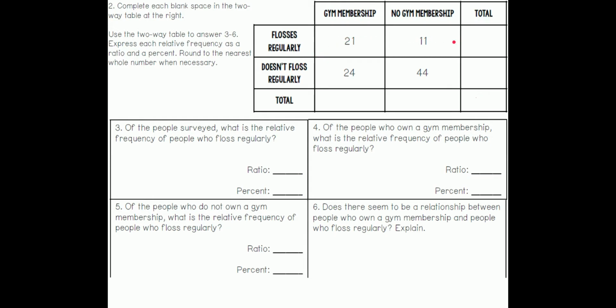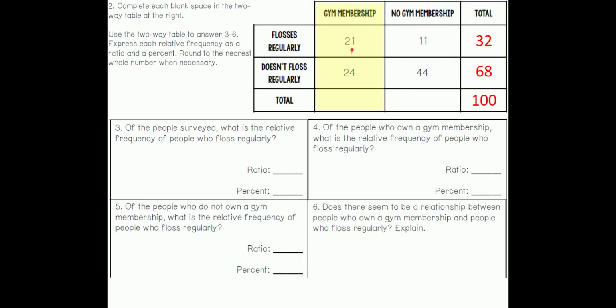So let's find out the total number of people who floss regularly. 21 have gym memberships, 11 don't have gym memberships, but the total number of people who floss regularly is 21 plus 11, which is 32. Doesn't floss regularly, 24 plus 44, which equals 68. So it looks like more people don't floss regularly. And let's look at the total number of people. 32 and 68 floss regularly, so 32 plus 68 is 100.